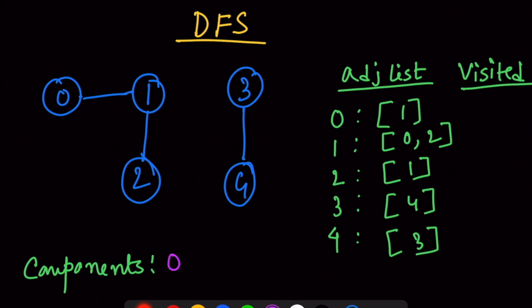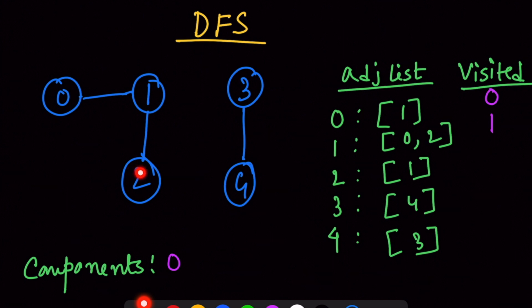And then I will start DFS on any node. Let's say I'm starting from 0. So for 0, I will add it in my visited set, and then I will check its neighbors. The neighbor is 1, so I will try DFS on 1. When I do DFS on 1, I'll add that in the visited set and check its neighbors. So 1 has 2 neighbors, 0 and 2. But 0 is already in visited. I will try DFS on 2.